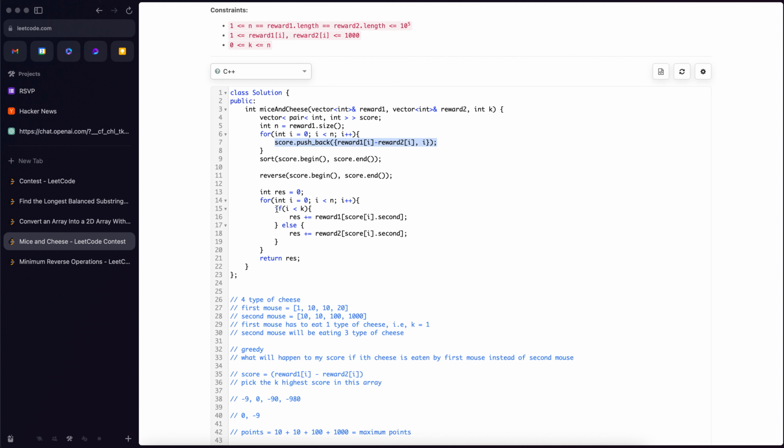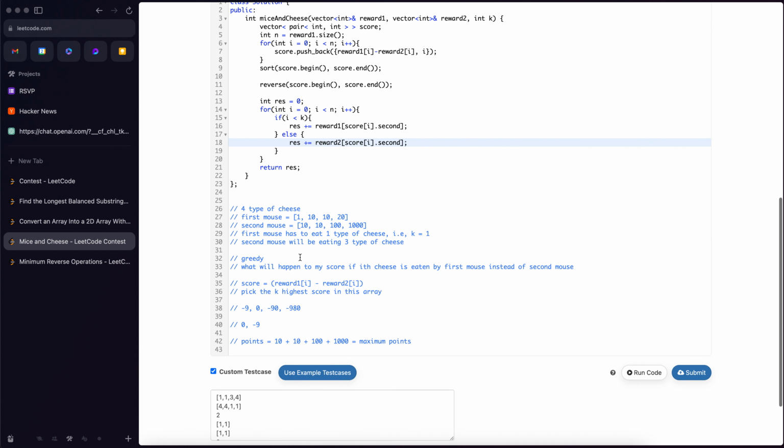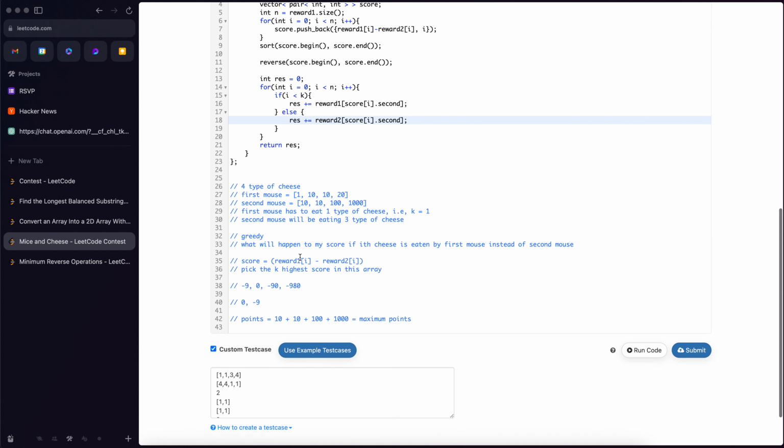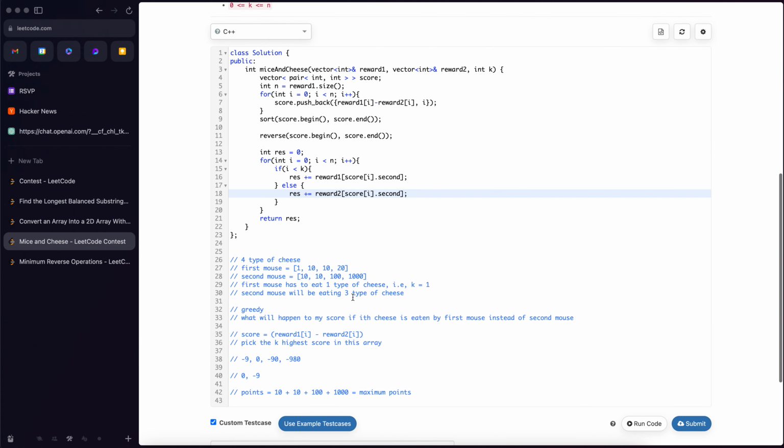And once the first mouse has eaten all k types of cheese, the remaining k types of cheese would be eaten by mouse 2, and that's why we would be taking the reward points from the reward 2 array. And this works, and this gave the correct answer, right?